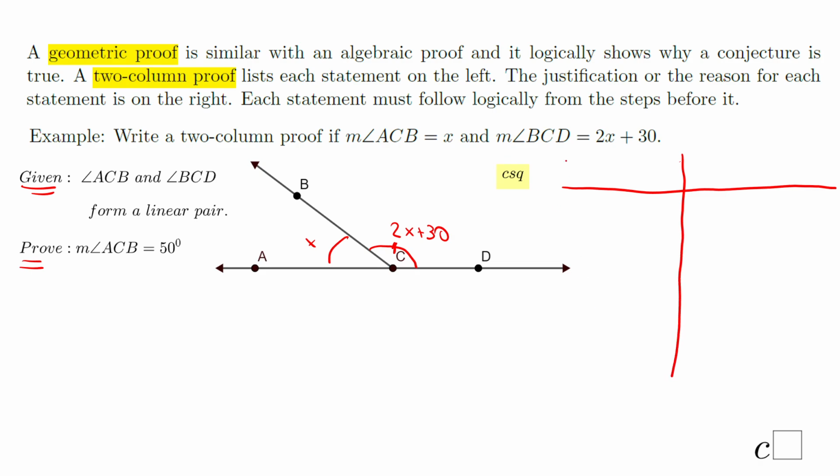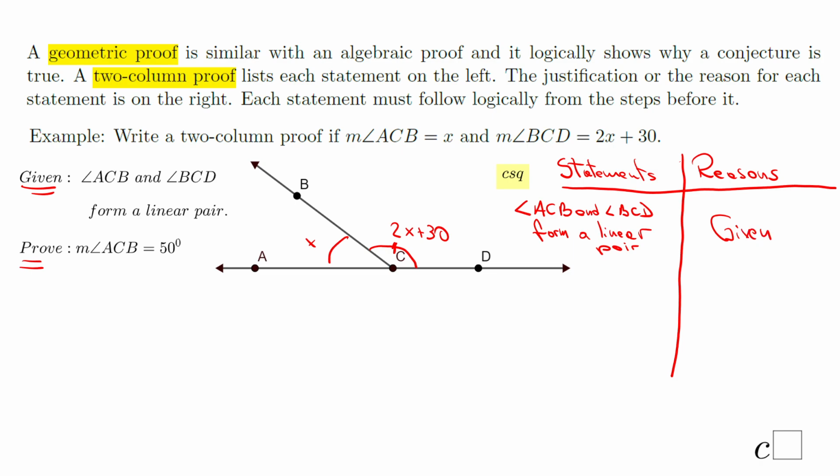If you remember, the left column is statements and the right column is reasons. And you always start with what is given. Angle ACB and angle BCD form a linear pair. And again, this is given to us.